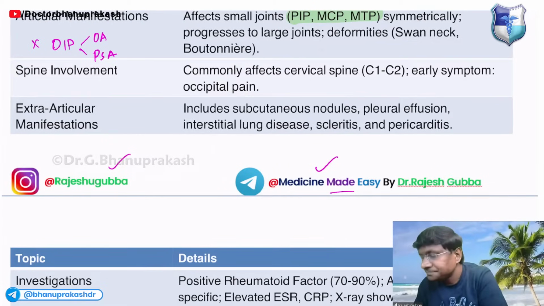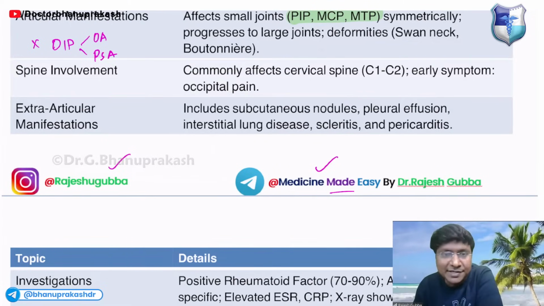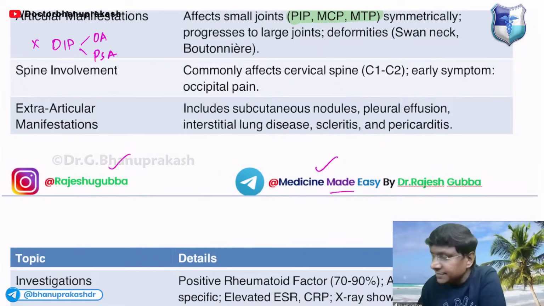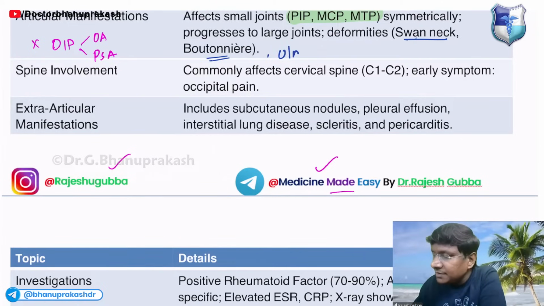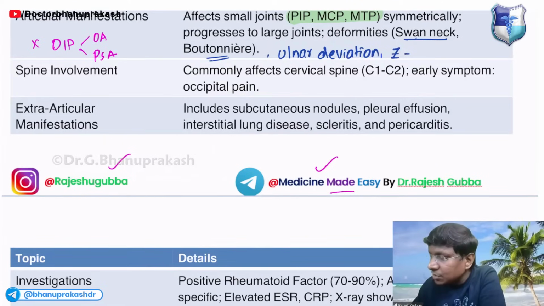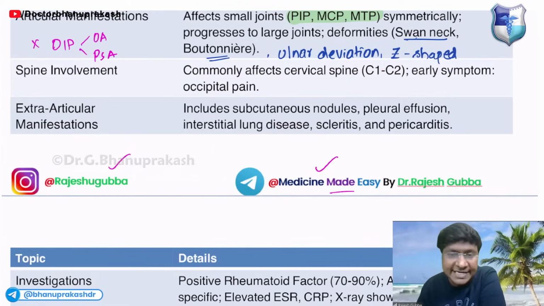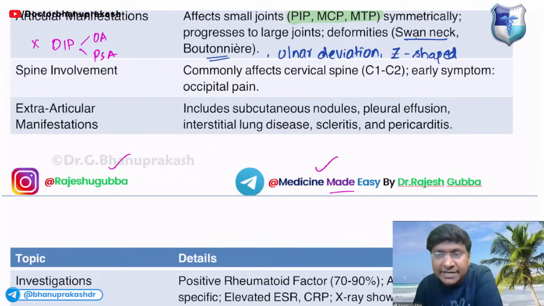Right. Now, coming to the deformities. The deformities that you observe in patients with rheumatoid arthritis are swan neck deformity as well as boutonniere's deformity. These two are the important deformities. Another important deformity is the ulnar deviation, and you will also have the presence of Z-shaped thumb. So these will be the deformities that you will have in patients with rheumatoid arthritis.